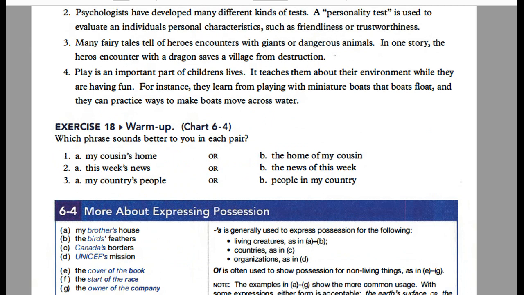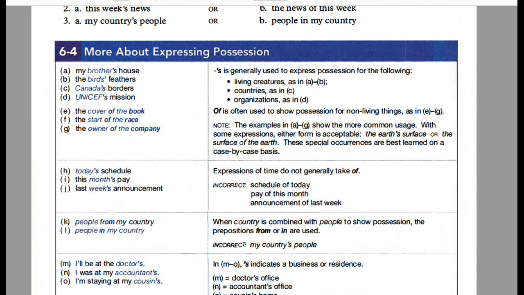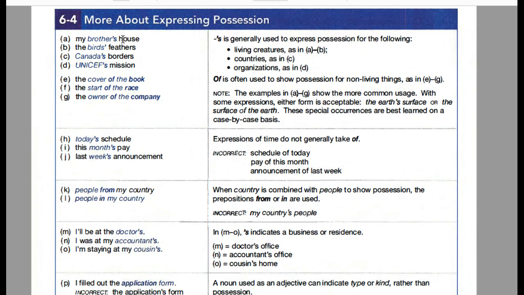We have here also number 4, more about expressing possession. We can see, like, the brother's house, bird's feather, Canada's borders, UNICEF's mission. We have to remember that organizations, countries, and living creatures take an apostrophe S because they are still singular. Cover of the book, this is how we reflect the sentence. Like we can say book's cover, race's start, company's owner. So that's how we reflect the sentence and rewrite it in another way.